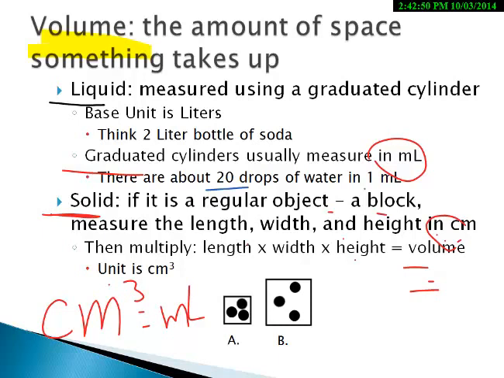In our example down here, you can have a particle diagram example, A versus B. You see that A has 3 particles, B also has 3 particles. However, you see that B takes up more space, so B would have the greater volume, even though they have the same number of particles.